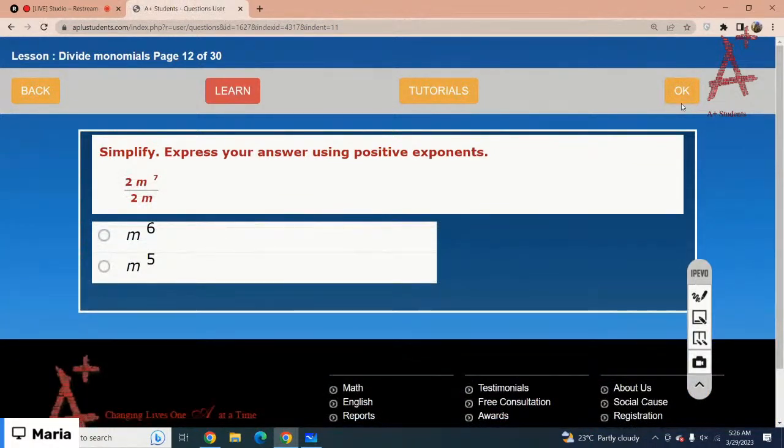Okay, 2m^7 divided by 2m, which is the correct option? Yes, 7 minus 1 is 6, so it would be m exponent 6 is the correct option. Got it?